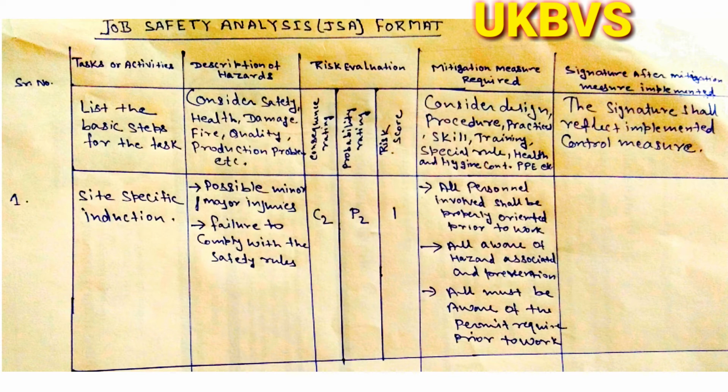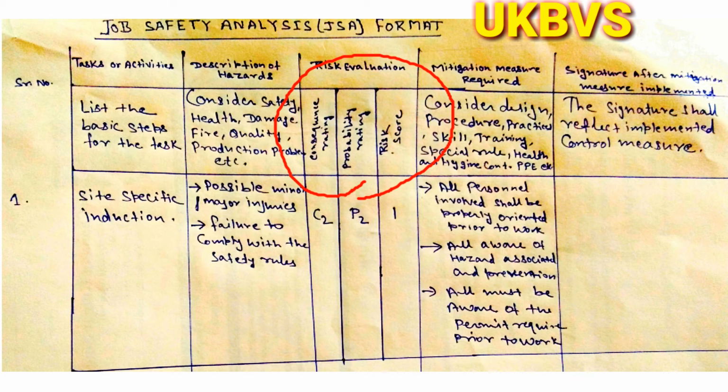Look, in these six columns there are rows 1, 2, 3 depicted. In the first row, task or activity, description of hazard and so on are written, and in the second row I have written a little bit of description of that activity. For example, in the task or activity column, I wrote: list the basic steps for this task. This is a little explanation of task activities. In the second row, description of hazard, consider safety, health, damage, fire, quantity, production, products, etc.